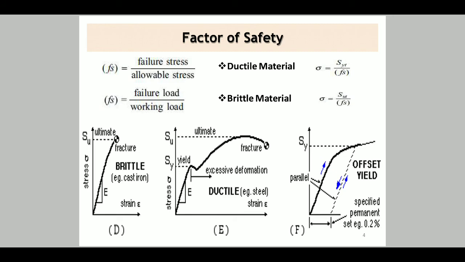The next thing is for the ductile material, as shown in diagram E, Sy is the yield stress. The example of the ductile material is steel. Up to the yield point, the material can regain its original shape and size after the load is removed.